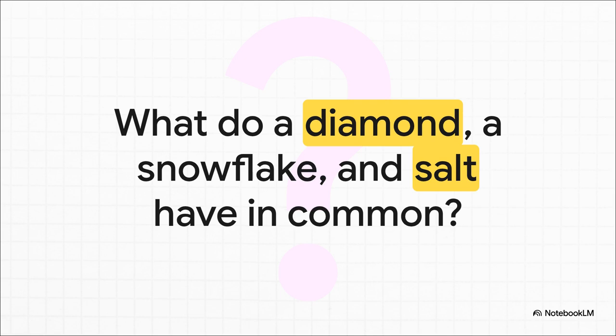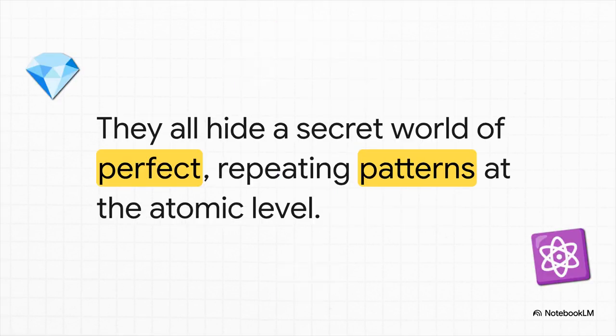What could a diamond, a snowflake, and a simple grain of salt possibly have in common? I mean, they seem totally different, right? But there's this invisible thread that connects them all. Any guesses? Okay, the answer? They all share this incredible, deep, internal secret. If you could zoom in, way in, you'd see that their atoms are arranged in these absolutely perfect, repeating patterns. It's this hidden architecture that we're going to unpack today.